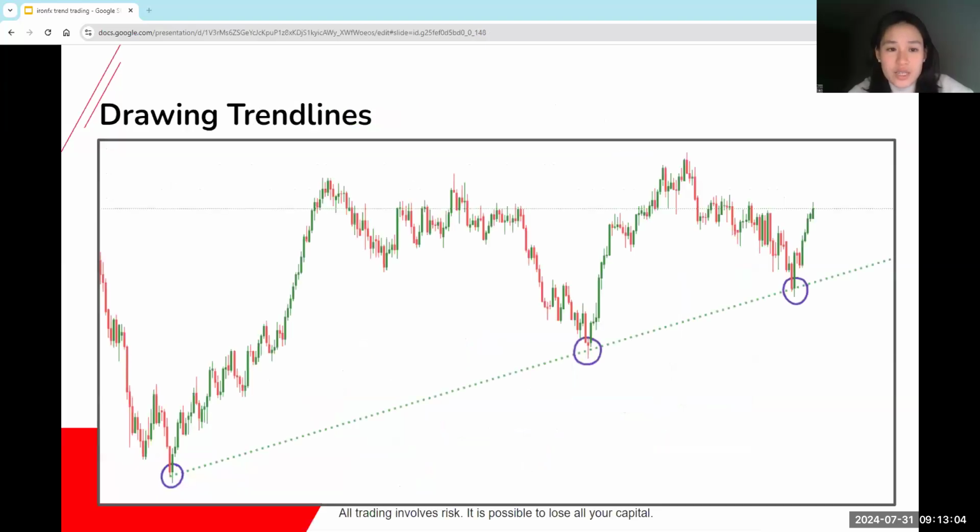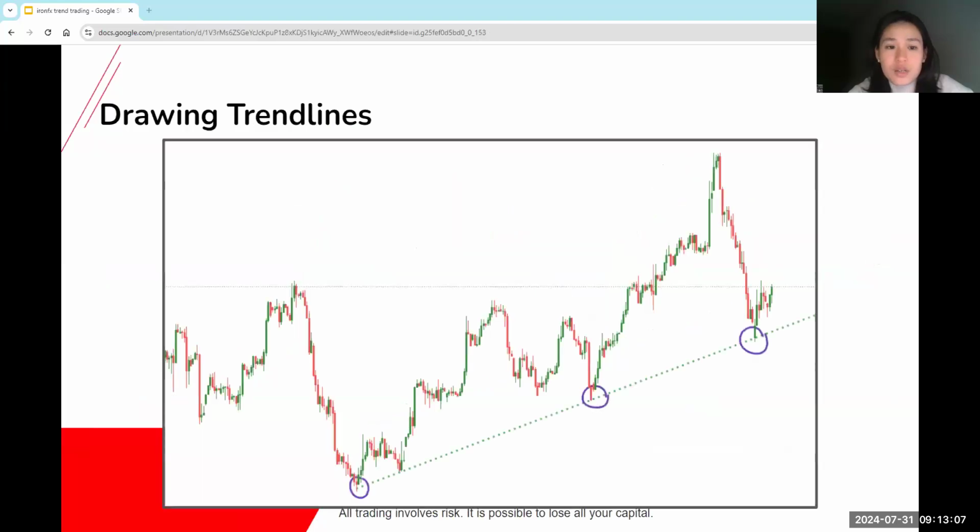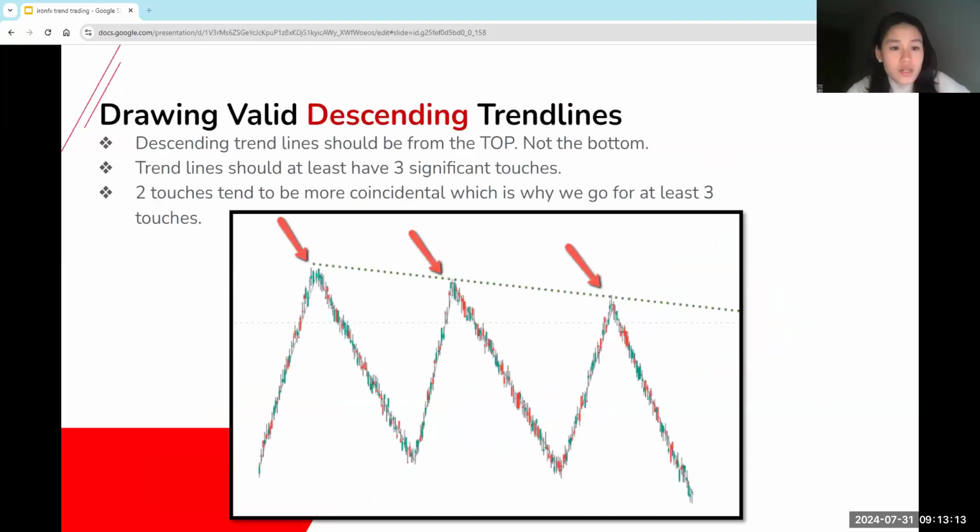Okay, so here's an example. Another example here. Okay, so when you're drawing descending trend lines, your trend lines should be drawn from the top. And again, they should have at least 3 significant touches. By significant, we mean you should see a very clear market structure, a price structure, something as clear as this. And again, 2 touches tends to be too coincidental.